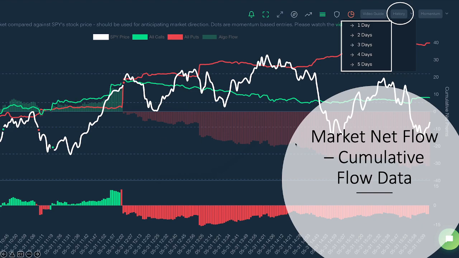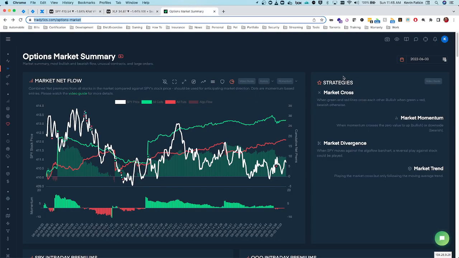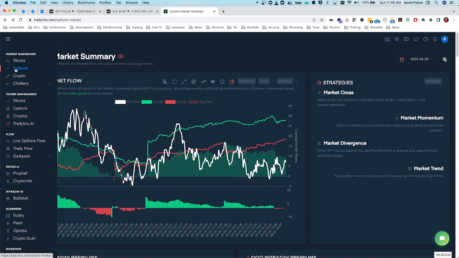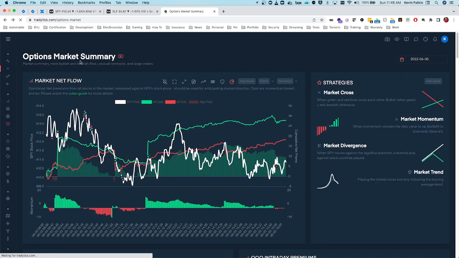So market net flow is cumulative flow data for the entire market. So every holding in the market. And I've talked to the creator of this tool, and he actually is eventually going to focus on underlying holdings of SPY, QQQ, and IWM, which I'm very excited about. But still, this is a great tool looking at the whole market as well. And there's a couple ways to use it. So if you come over here to the market dashboard and click options, you'll pull up the options market summary, and you have market net flow.